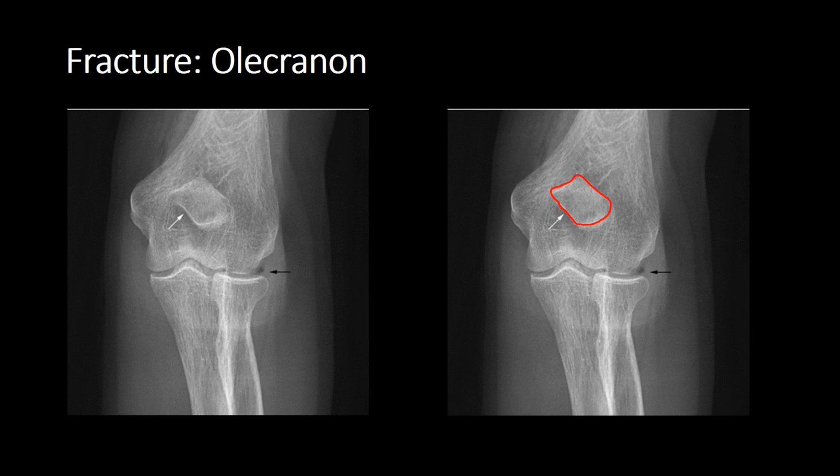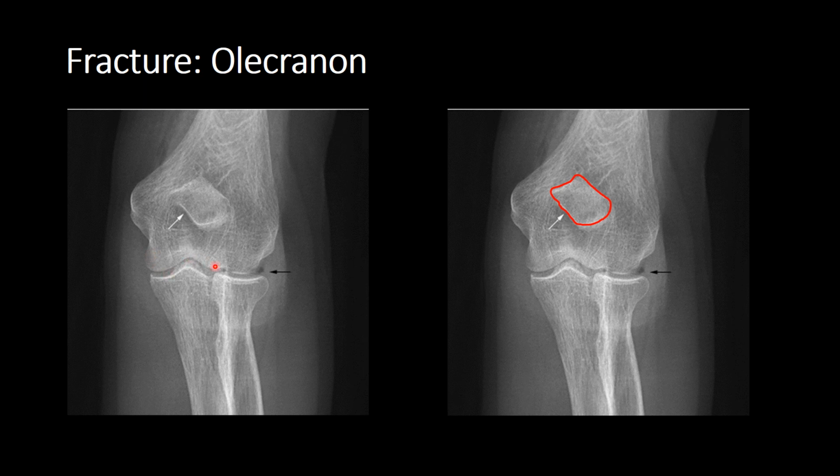Fractures of the olecranon can be very difficult to spot on the AP view, so it's important to know your anatomy. If you think about it, the olecranon comes up like so and across and down. But here we have this rather dense area of increased sclerosis indicating a bony fragment that has detached, and it's situated in a completely abnormal location.